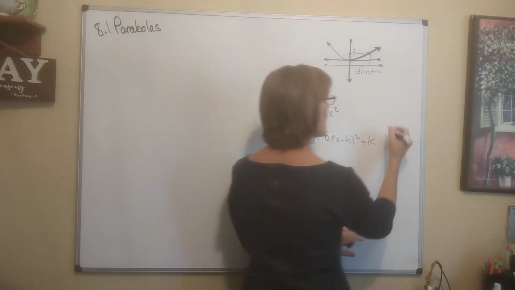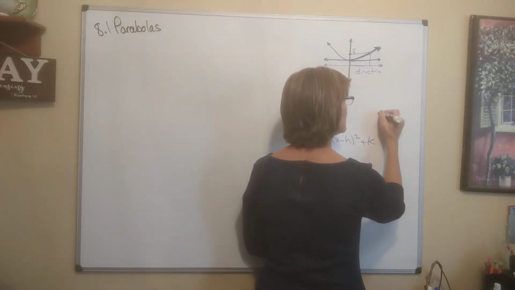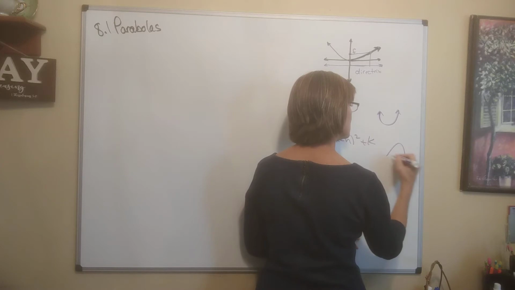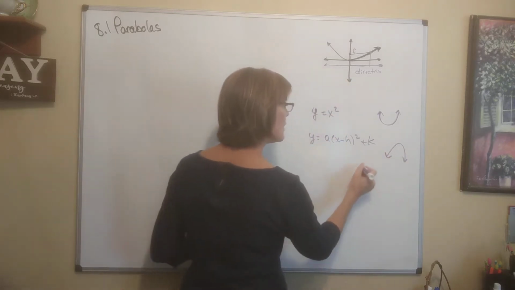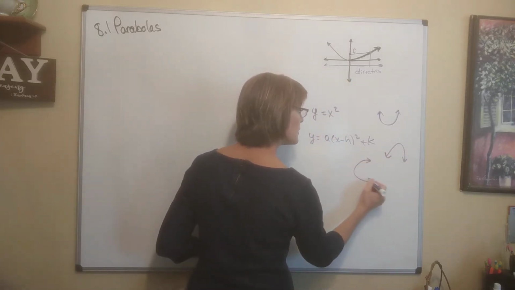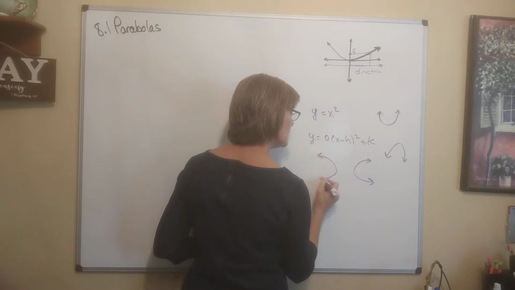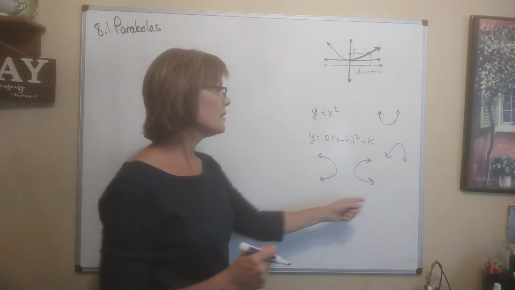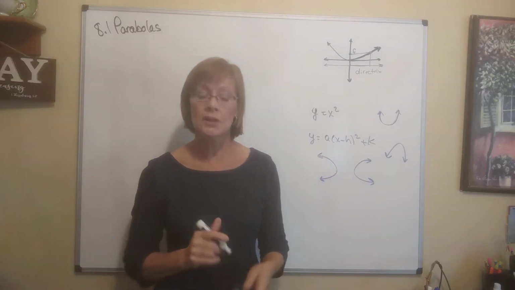So if these parabolas face up and down, because they're functions and they pass the vertical line test, okay, we are also going to be discussing parabolas that face left and right. These are not functions, and they look a little bit different.